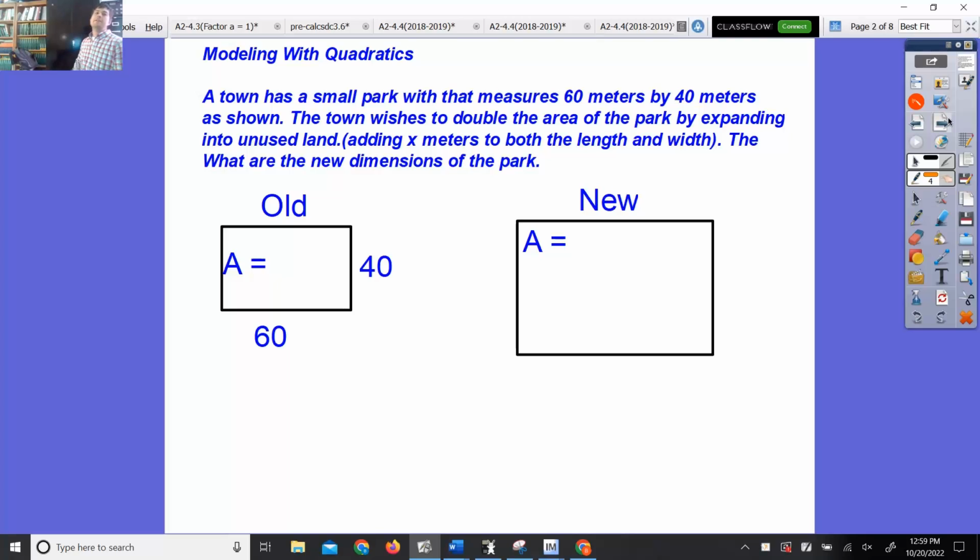It says a town has a small park that measures 60 by 40 meters as shown. The town wishes to double the area of the park by expanding into unused land, adding x meters to the length and the width. What are the new dimensions of the park? What do you think the new dimensions are if you're going to double the area?